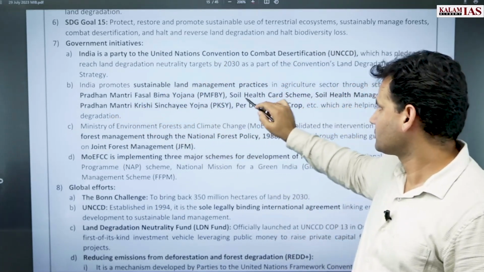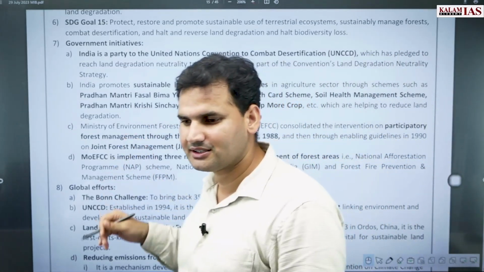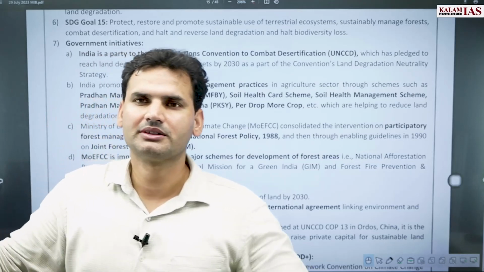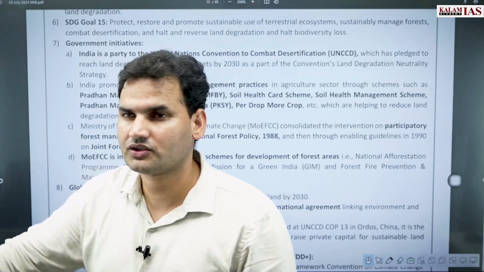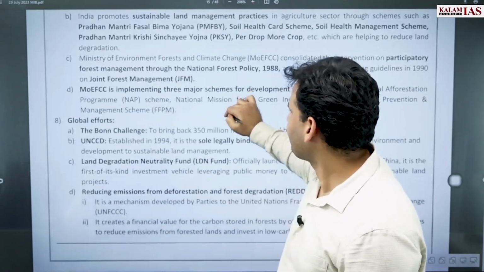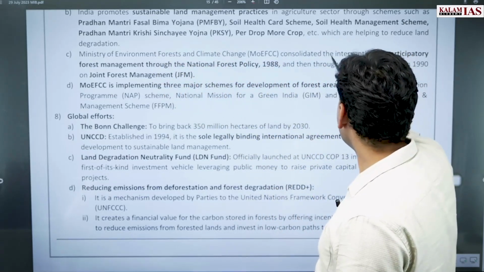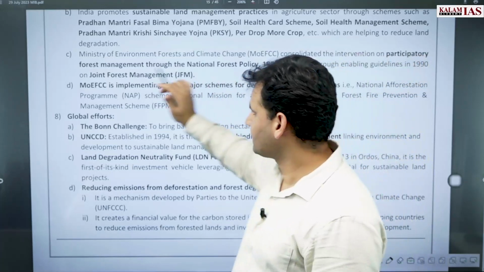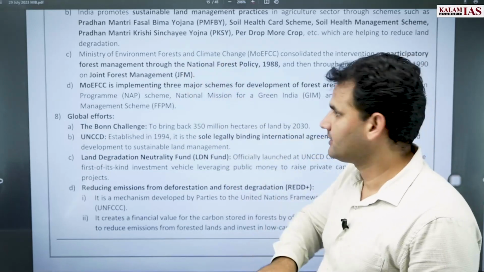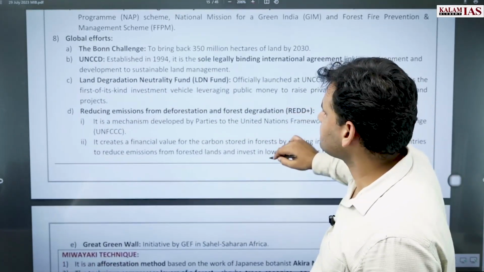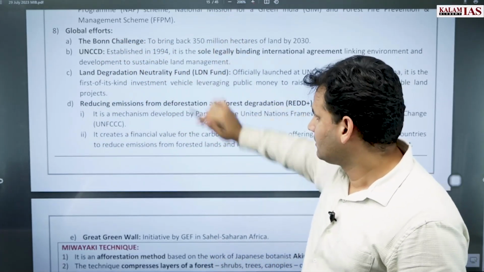Pradhan Mantri Fasal Bima Yojana, soil health card, soil management scheme, प्रधानमंत्री कृषि सिंचाई योजना. तो ये सब किससे रिलेटेड है? अगर नहीं भी पढ़ के गए, so it's very common sensical thing. लैंड डिग्रेडेशन को रोकने के लिए we need to conserve what? Moisture. Extremely important. Ministry of Environment, Forest and Climate Change, it has consolidated the intervention of participatory forest management through National Forest Policy 1988, joint forest management and global efforts I've already mentioned or talked about. So you can read it from here.